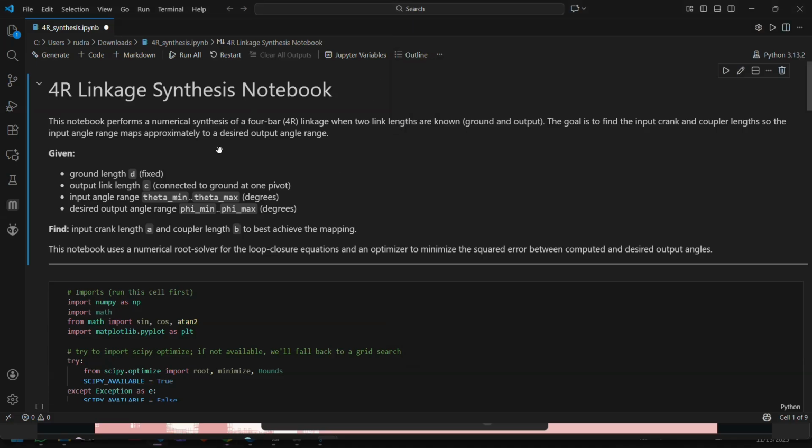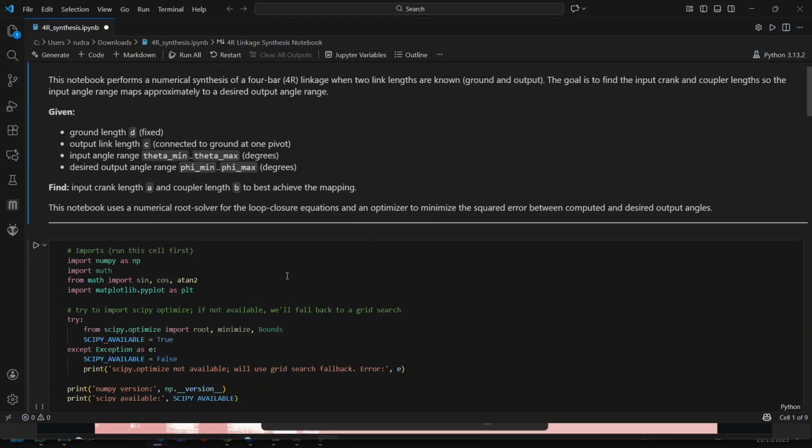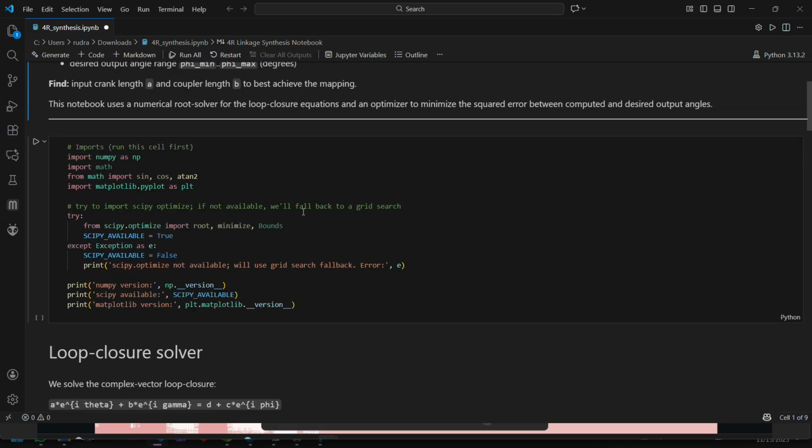Okay, so this notebook numerically synthesizes a 4-bar linkage given the ground D and the output link C and a desired input angle range theta, output angle range phi. It searches for the input crank length A and coupler length B that makes the mechanism follow that mapping as closely as possible. And this is done using NumPy and Matplotlib, as you can see in this cell.